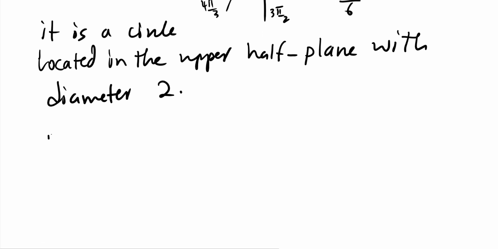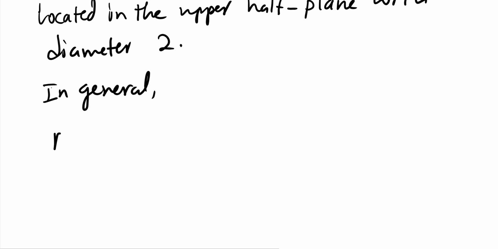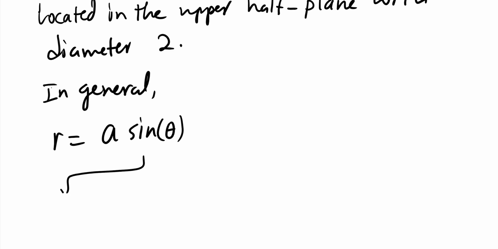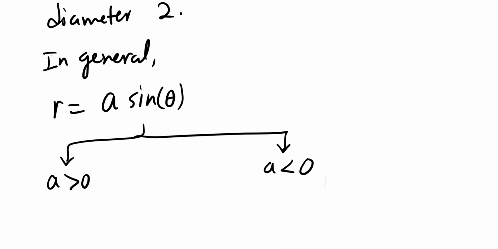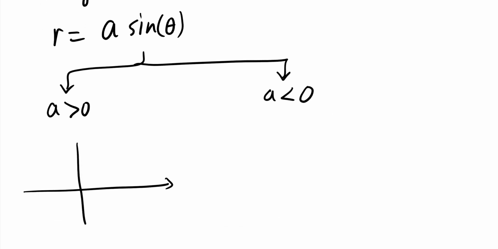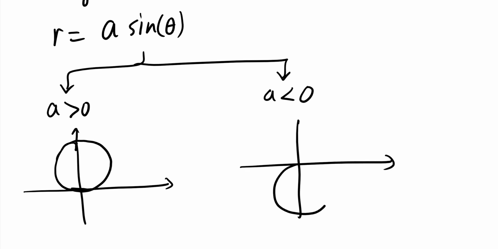In general, this is what I want you to know. When someone asks me to graph things like this, I know how the graph is going to look without showing any step. So if we have in general r equals a sine theta, there are two things that can happen here, depending on whether a is positive or negative. If a is positive, it's going to be a circle in the upper half plane, like so. And if it's negative, it's in the lower half plane. Upper half plane, lower half plane, with diameter a.